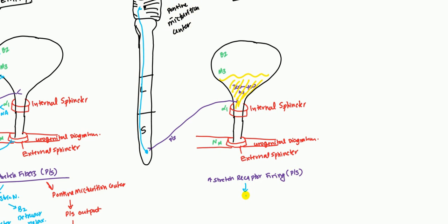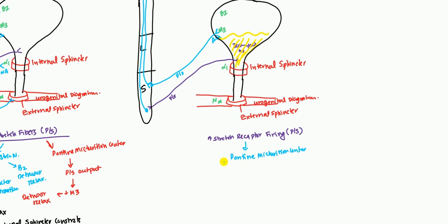So now, let me write here. So increased firing leads to activation of the pontine micturition center. And so from there, you get activation of the sacral area. So that's going to release parasympathetic fibers onto the M3. And so that's going to cause contraction. So the first thing that's going to happen is activation of the parasympathetic, which is M3, which causes detrusor contraction.